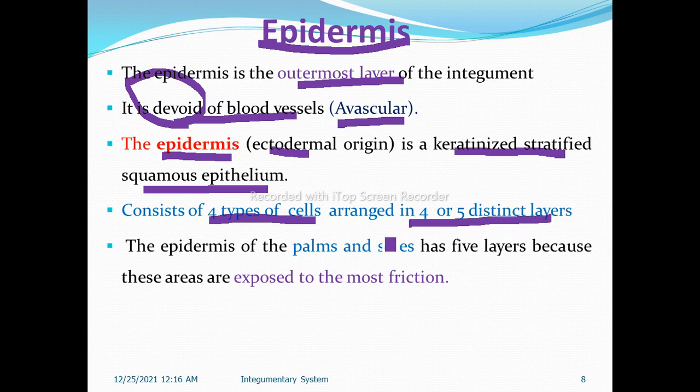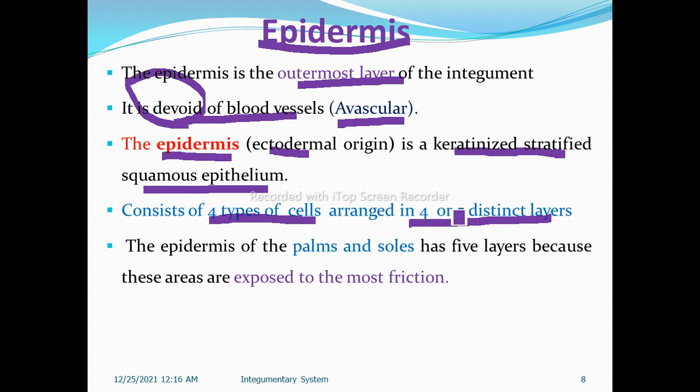But everywhere else other than palms and soles, the body contains 4 layers, because there is less friction. Even the individual layers are thinner compared to the other thick parts of the body. So this is the other comparison.